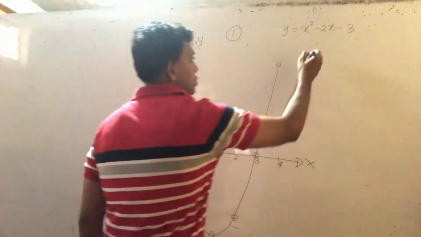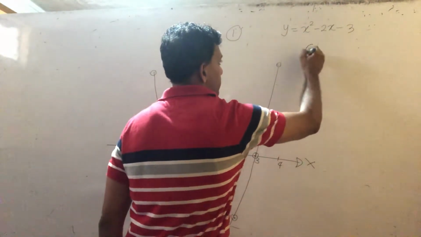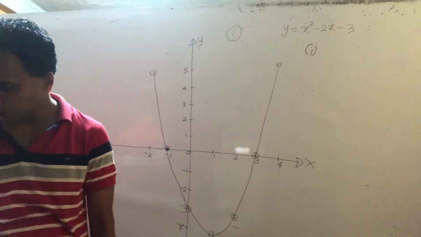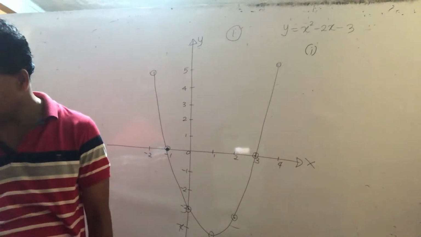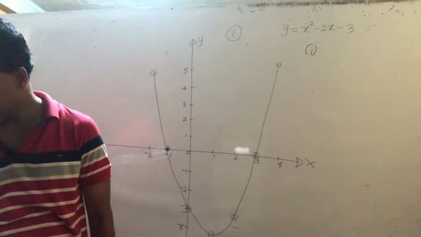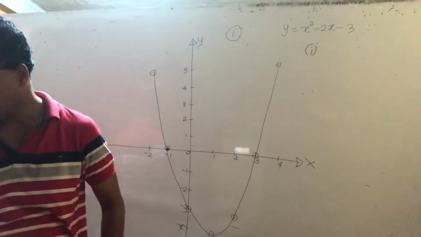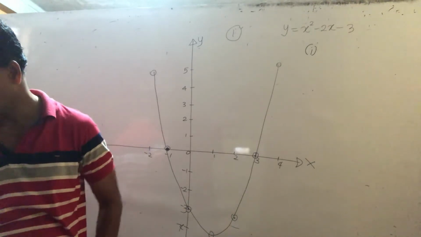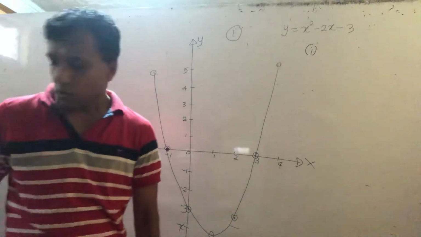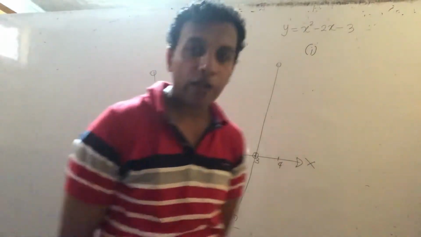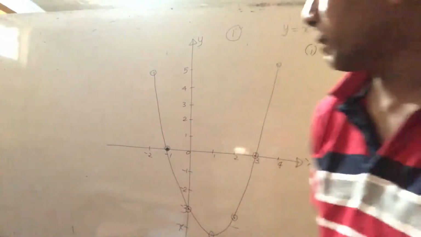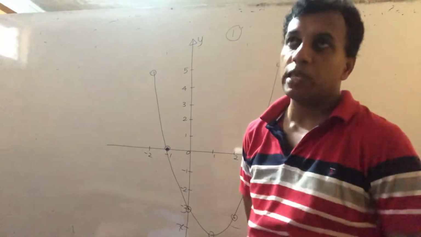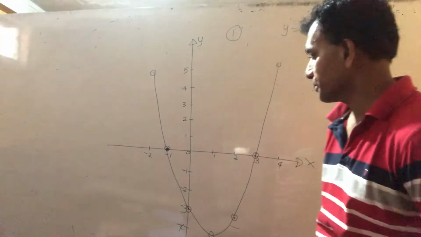So write question number 1, Roman 1, problem 1. Find the minimum value of the function.